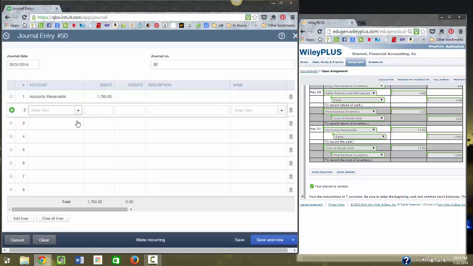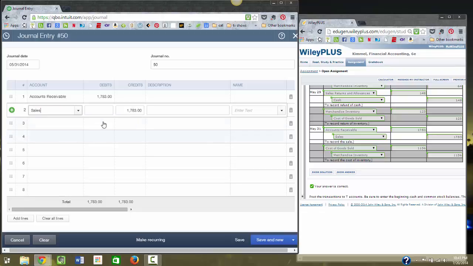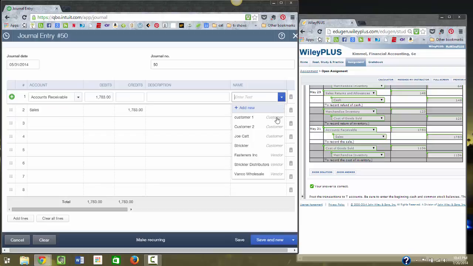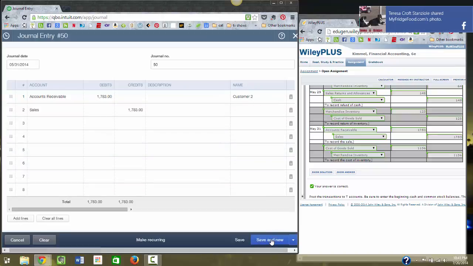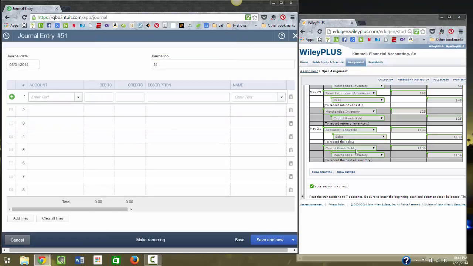1783, and then we're going to credit sales for 1783, and accounts receivable will be customer number 2. Okay, and the date's correct. Okay, the second part, we need to deal with the cost of inventory.